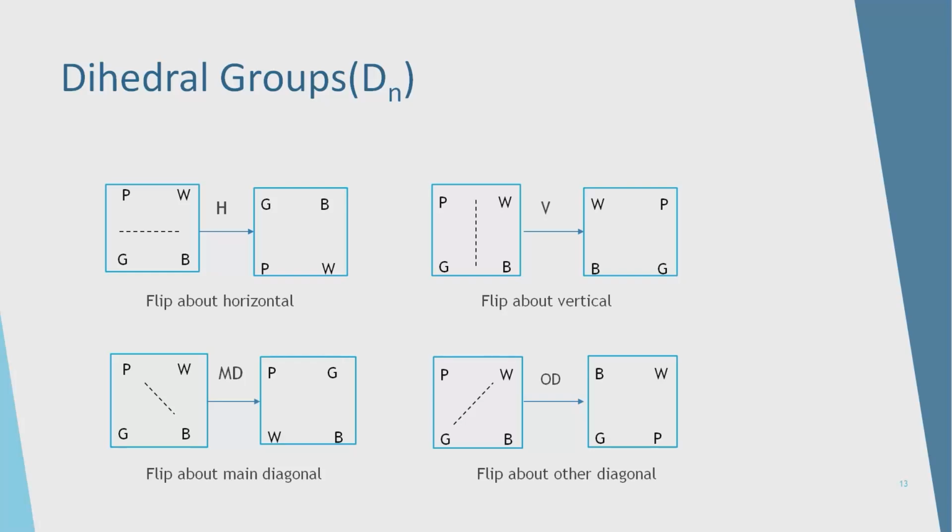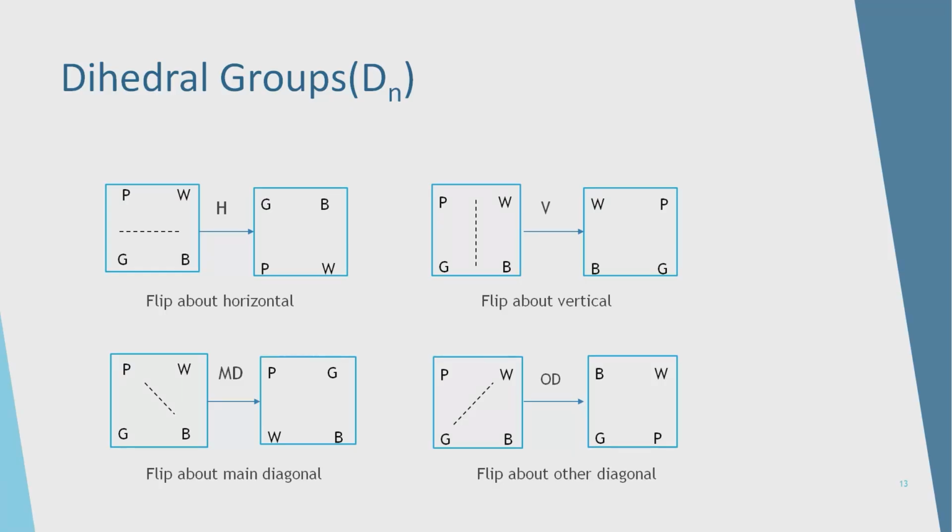Then the next one is a flip about the main diagonal. That means we keep the other diagonal as it is, and just change the main diagonal elements. For the main diagonal elements, G goes to the place of W and W goes to the place of G. Then the last one is a flip about the other diagonal. That means we keep the main diagonal as it is, and just convert the elements in the other diagonal. That means P goes to the place of B and B goes to the place of P. These are the different elements positioned in a dihedral group. Thank you.